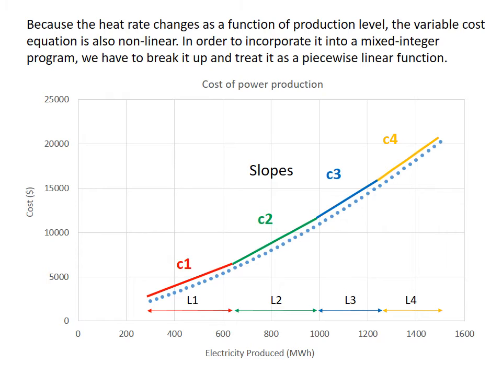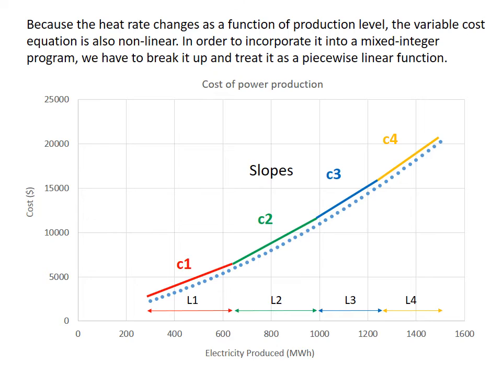And so this should look a little bit familiar from our discussion of deterministic optimization and linear programming using nonlinear functions, right? So we can't just incorporate this nonlinear function. Although this is close to being linear, it's not quite. So we can't just incorporate this into a linear program. We have to break this function up into four piecewise linear functions.